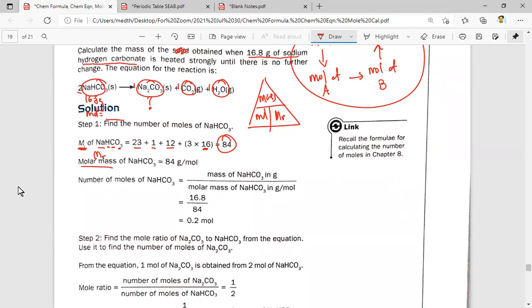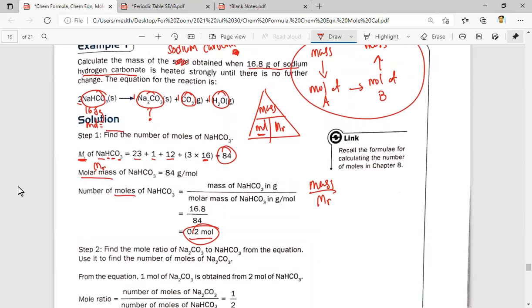Okay, so how to find the number of moles? If I want to find mole, this is actually mass over MR. So you can see 16.8 is the mass. The MR I found is 84. So I take 16.8 divided by 84, I get 0.2 mole. So mass over MR, I find mole. Now the question is, I find mole for what? If I got the number of moles, what can it tell me?